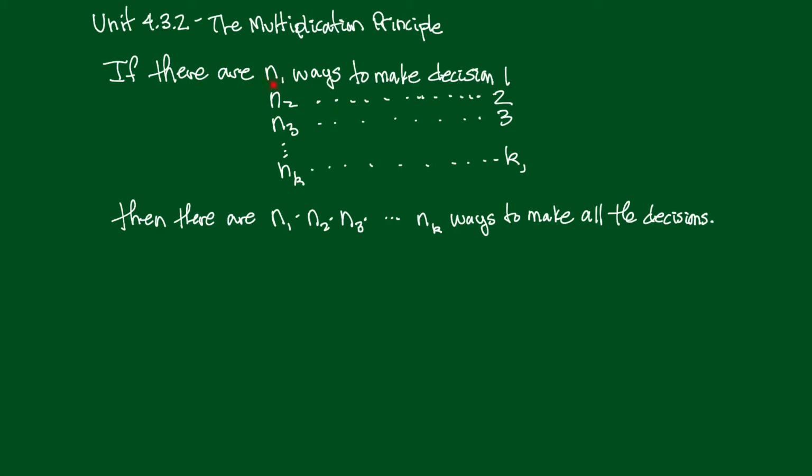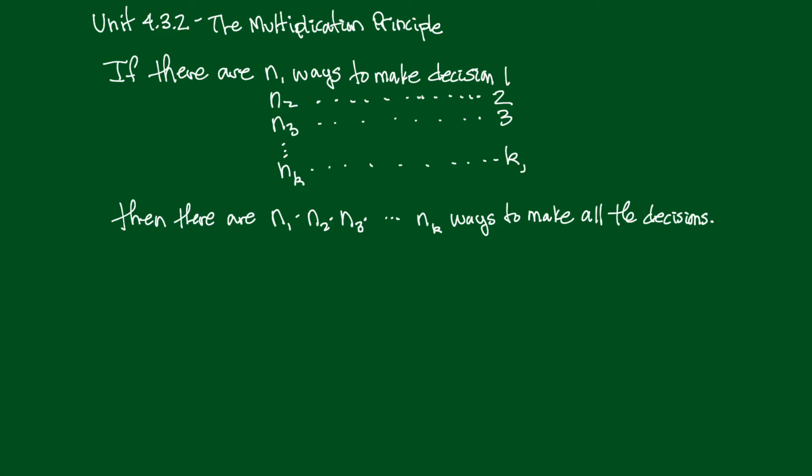So if there are n sub 1 ways to make decision 1, n sub 2 ways to make decision 2. Now look, the n stands for the number of ways. The subscript is just a name, a label that keeps track of which one's which: 1 for decision 1, 2 for decision 2. There are n3 ways to make decision 3, and then there's n sub k, where k could be some number, like if there are 20 decisions to make, k could be 20.